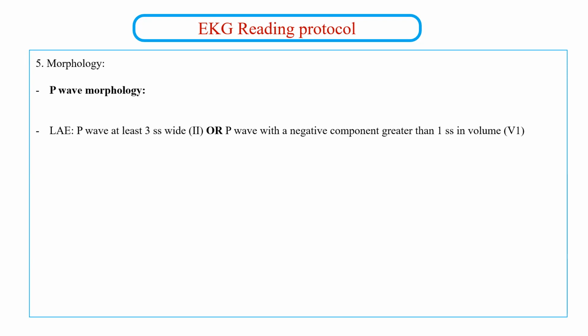How do we diagnose left atrial enlargement by EKG? We have 2 criteria. You need one of them. And remember, P waves are best examined either in lead 2 or V1. These are the best leads for the P wave. So you look at the P wave in lead 2. If it is at least 3 small squares wide, this patient will have left atrial enlargement. Or if you look at the P wave in V1 and it has a negative component more than 1 small square, then the patient has left atrial enlargement.